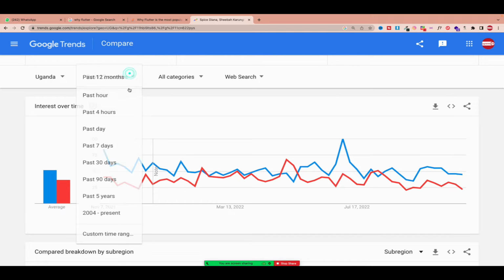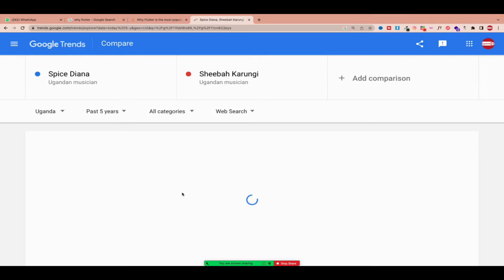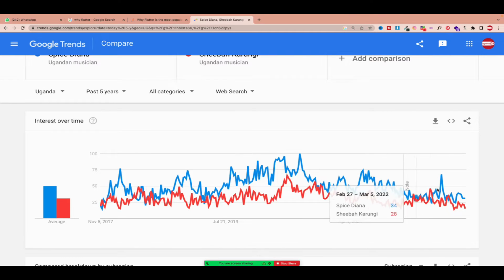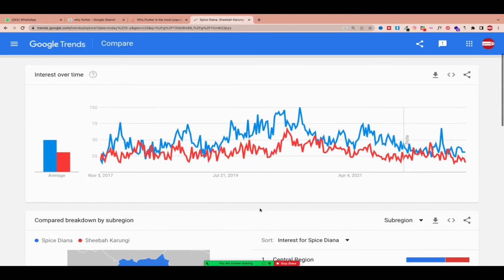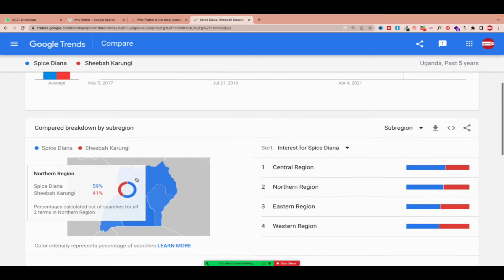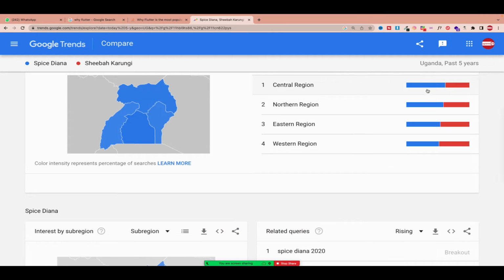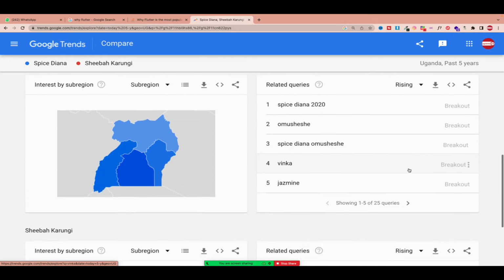You can say maybe for the past 5 years. Of course, for the past 5 years, you may see Shiba was leading at some time, but Spice Diana has come on top. So you can go ahead and now filter by region, maybe in the Western region, how the search goes. So almost the one in blue is leading.